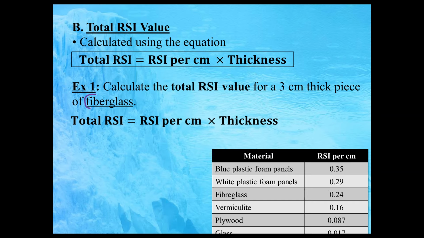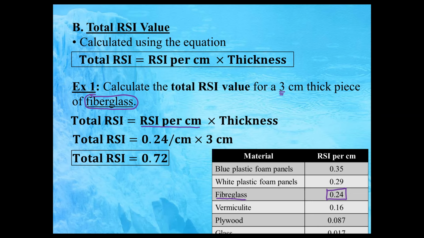Okay, now it wants it for fiberglass. So the RSI value per centimeter for fiberglass, if you refer to this table, is 0.24 per centimeter. So when I substitute the numbers in, your total RSI is the RSI per centimeter, which is 0.24 per centimeter for fiberglass, multiplied by the thickness. I want to make the piece 3 centimeters thick. So we're going to go 0.24 per centimeter times 3 centimeters. That's actually going to cancel off the centimeter units. Your final answer is going to have no units at all. And 0.24 times 3 gives you 0.72. So that's how I can calculate the total RSI value.